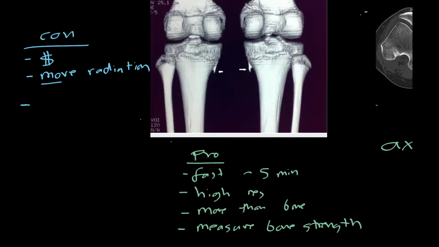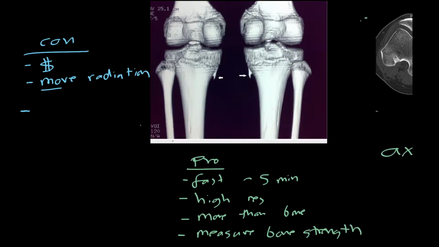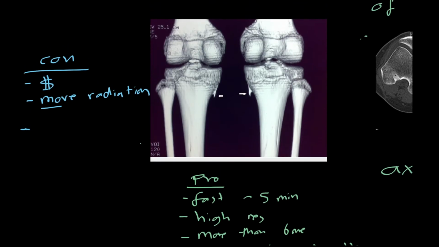Okay, so that's CT scans. These are fast. They're really high resolution. They can allow us to image more than just bones sometimes. And the fact that we're using X-rays allows us to measure the strength of the bones. However, they're expensive, and they do involve not just ionizing radiation, but more ionizing radiation than your typical X-ray.